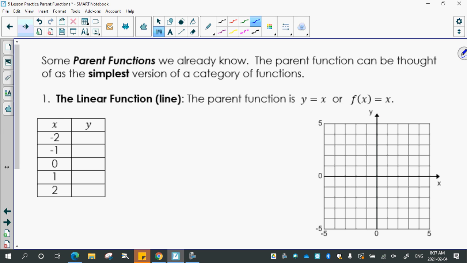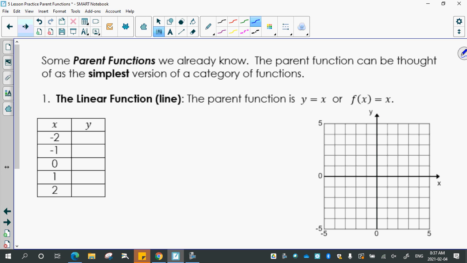All right, so some parent functions we already know from grade 9 and 10, okay? The parent function can be thought of as the simplest version of a category of functions. So like the simplest line or the simplest parabola, okay? The linear function or the line, its parent function is y equals x, or you could say f of x equals x, okay?